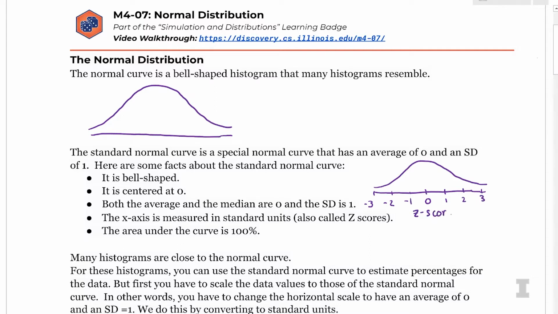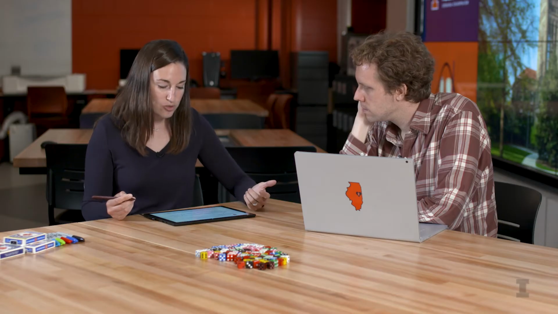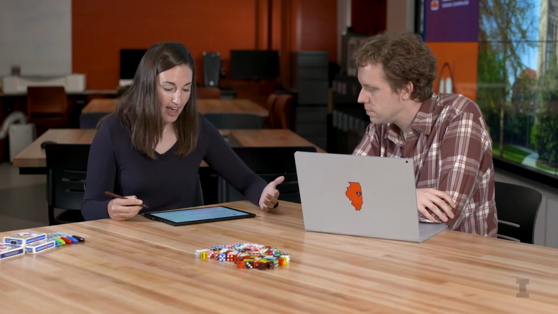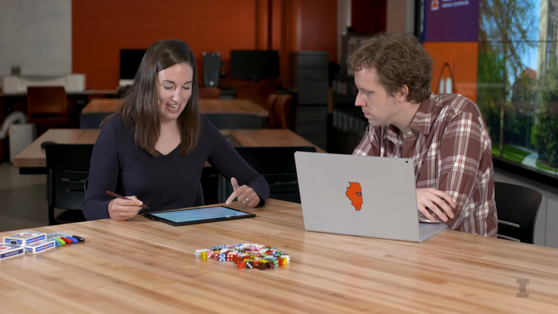And the x-axis is measured in something called standard units, or I like to call them z-scores. I feel like they're more often called z-scores in statistics. And standard units are basically units with no units. So you can convert any units to standard units, whether it's dollars or inches or anything. And we're gonna look at exactly how to do that.